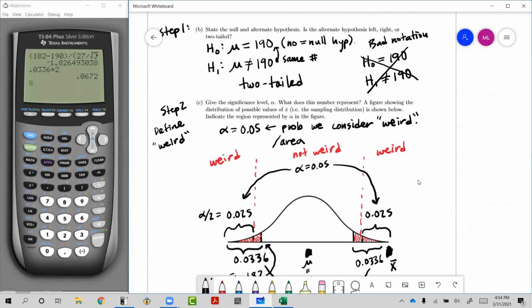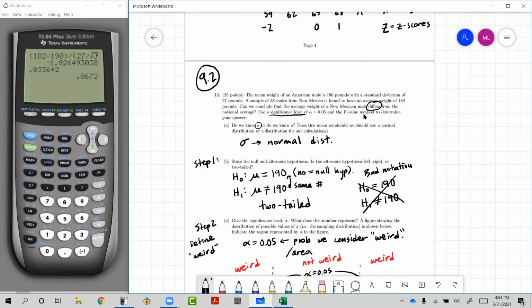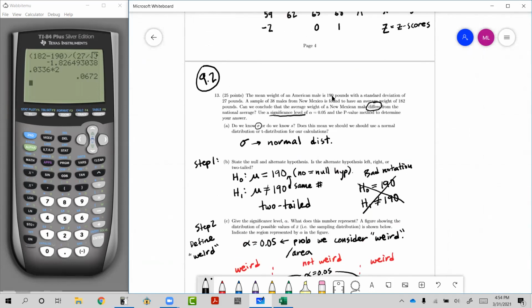The idea is, if we assume the average was 190 pounds, how weird would it be to have picked a group of 38 randomly selected males and gotten a weight of 182 pounds? Well, it turns out in this case, that would happen about 6.7% of the time. It's weird, but it doesn't meet our criteria of something having to happen less than 5% of the time by chance.